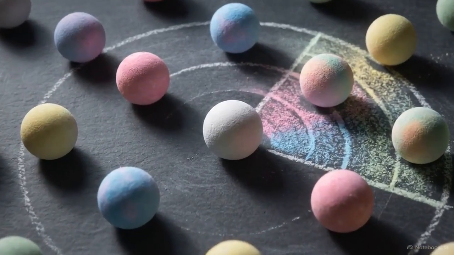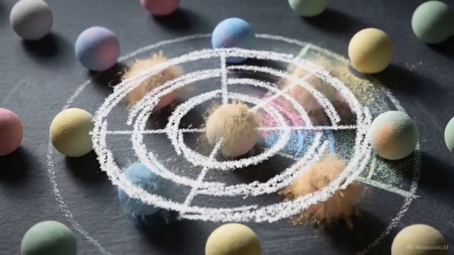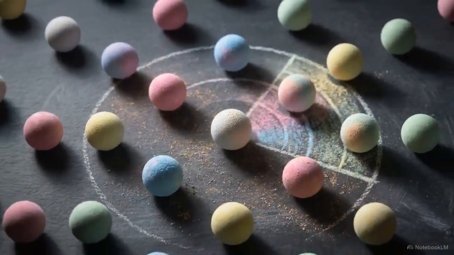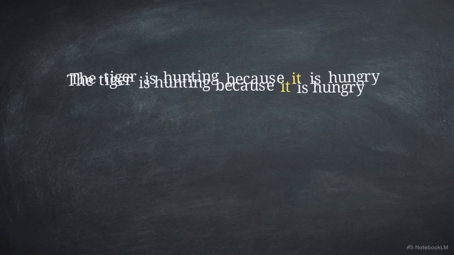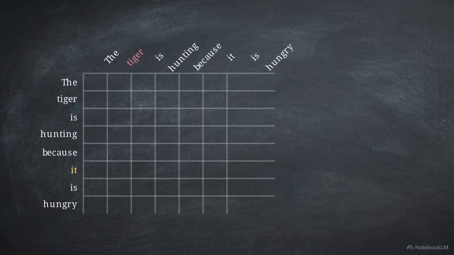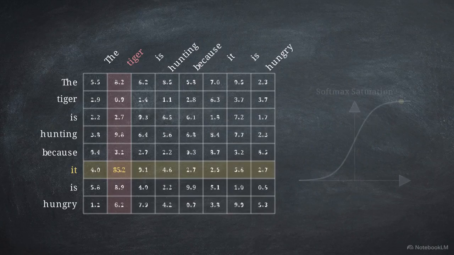Once positioned, data enters the core mechanism, self-attention. This is where tokens scan the rest of the sequence to collect contextual information. In the sentence, "The tiger is hunting because it is hungry," the model must identify what "it" refers to. The word splits its representation into three roles: a query looking for context, a key offering identity, and a value containing the actual semantic data. The word "it" acts as a query, comparing itself against the keys of every other word. When it matches the key of "tiger," the vectors align, producing a high numerical score.